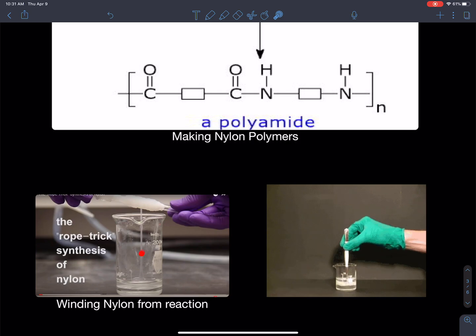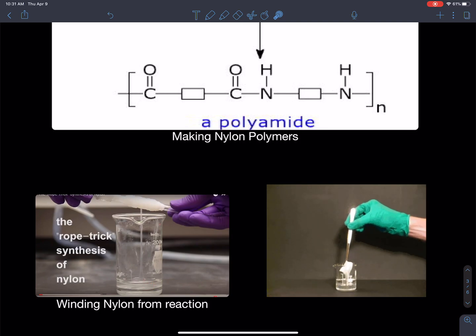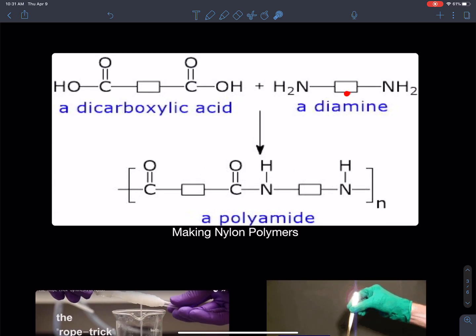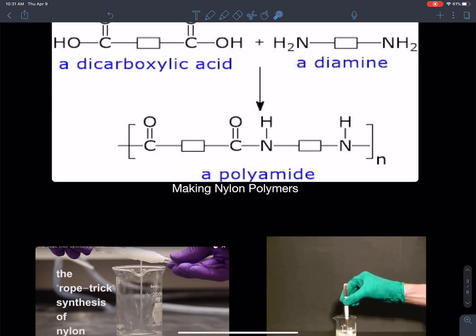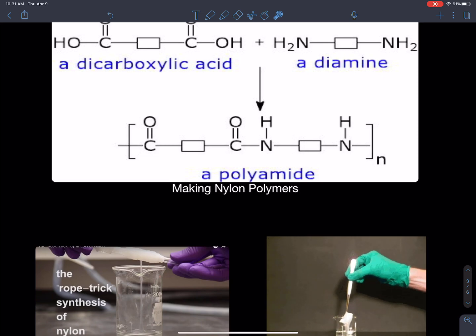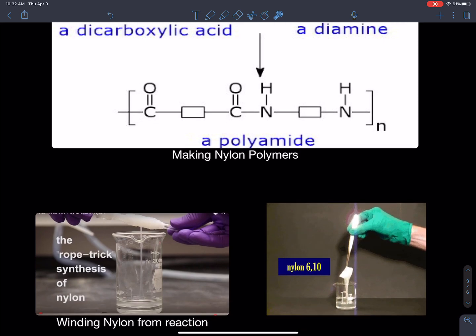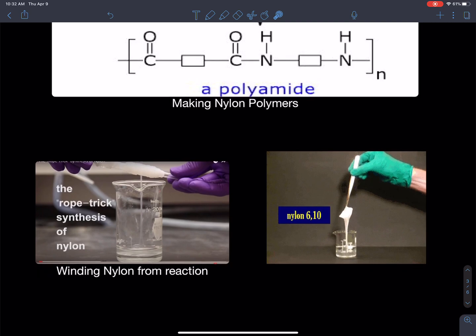The faster I wind it, the thinner that fiber is going to be. So this person's winding that fiber on a glass rod. And the reaction is happening in real time, being pulled out. And it's happening at that interface. That's pretty cool. So I can play around with what's attached over here on my diamine to change the properties of the nylon. Make it tougher, make it looser. And then we can have a whole variety of nylon polymers for use in many things.